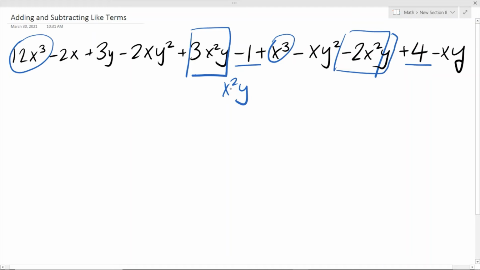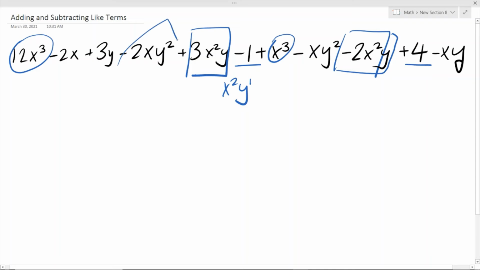X squared y. So specifically, the exponent to the x is 2 and the exponent to the y is 1. Well, it's invisible. It's usually not written, but it's there. So y to the exponent 1. But do not confuse these terms with xy squared.